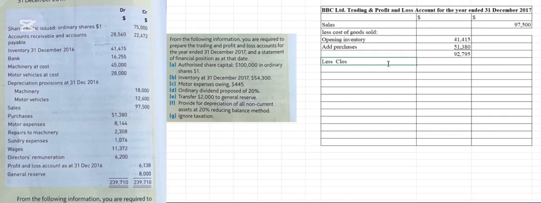So less closing inventory. And our closing inventory, which is provided to us in the footnote, is $54,300. Underline that. We'll bring our total over here. So 92,795 minus 54,300 gives us 38,495.